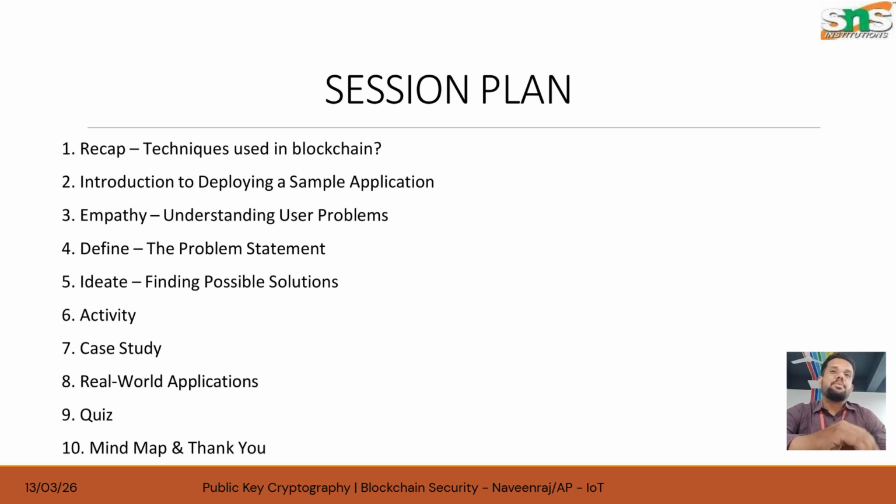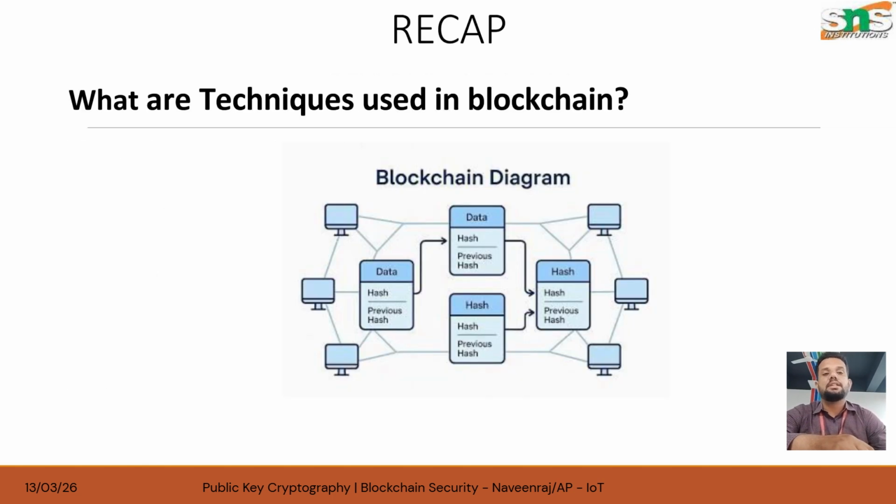Public key cryptography is also known as asymmetric cryptography. It's a cryptographic system that uses two mathematically related keys. We all know that: one is the public key and the other is the private key. The public key is openly shared and the private key is kept secret. These keys are mathematically linked but computationally infeasible to derive one from the other, which is the major strength.